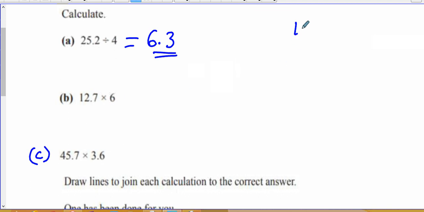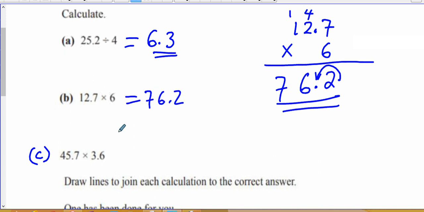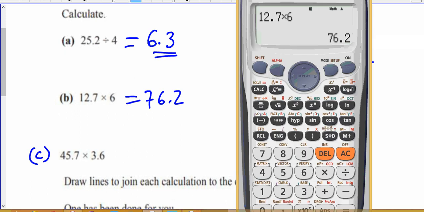Okay. What if you don't want to use a calculator? If the question comes in paper 1, where we don't use a calculator, then you multiply vertically like so. 6 times 7 is 42. Carry 4. 6 times 2 is 12, plus 4 is 16. Carry 1. 6 times 1 is 6, plus 1 is 7. We have one decimal place over here, so count one step to the left, keep a decimal point here, and the answer is 76.2. Cool, yeah? Correct.